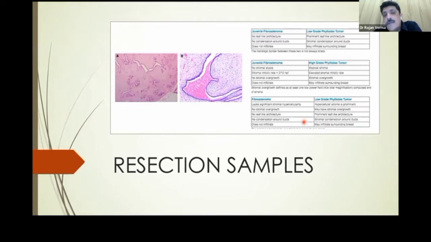So phyllodes can infiltrate, but fibroadenomas do not, but it becomes difficult in cases of cellular fibroadenomas versus benign phyllodes. I depend on hypercellular stroma, prominent leaf-like pattern, and stromal condensation around these samples.